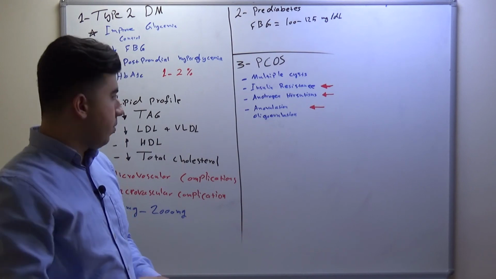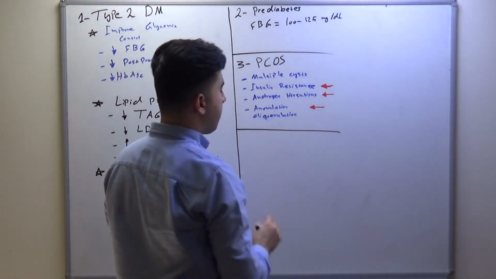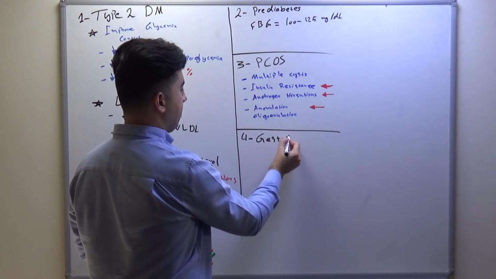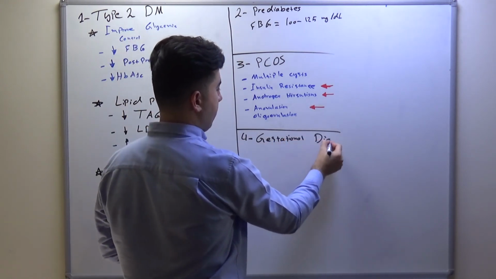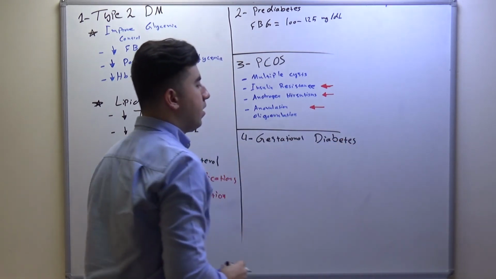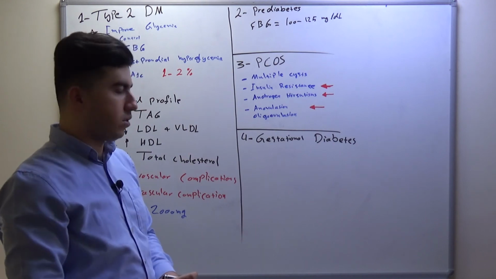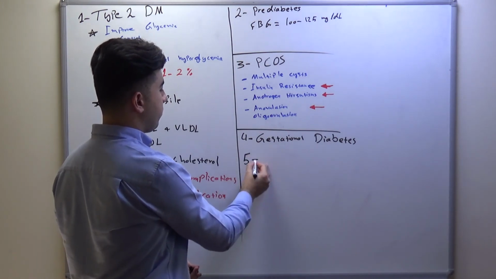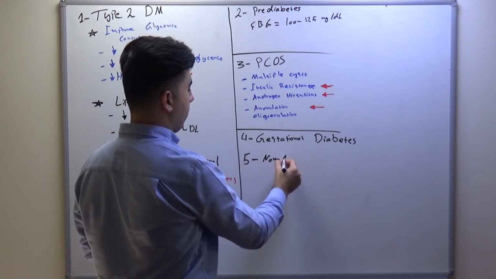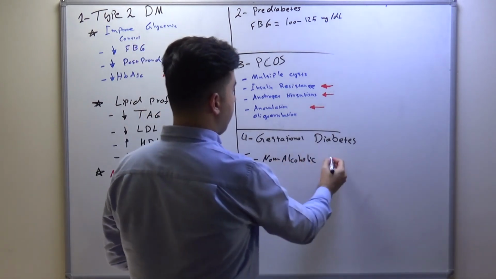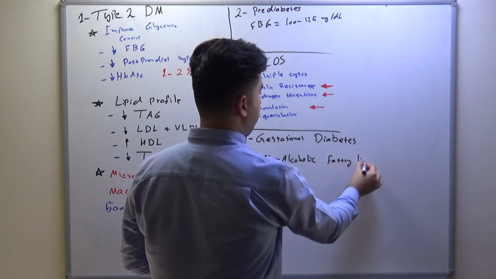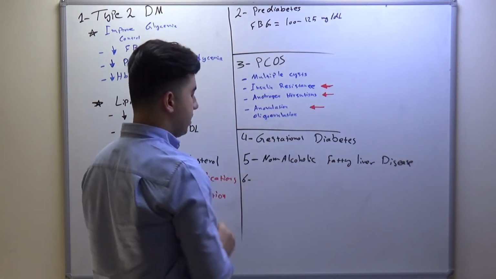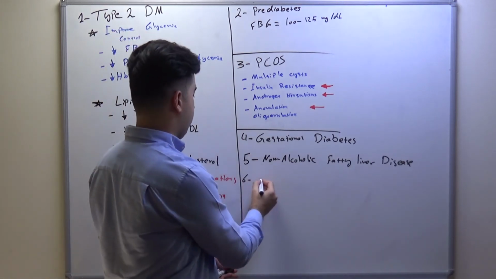Other potential uses for metformin: sometimes it can be used in gestational diabetes, diabetes during pregnancy. However, currently, better options are available, but metformin is also one of the options. And maybe also in non-alcoholic fatty liver disease. Also, sometimes used in some forms of premature puberty.